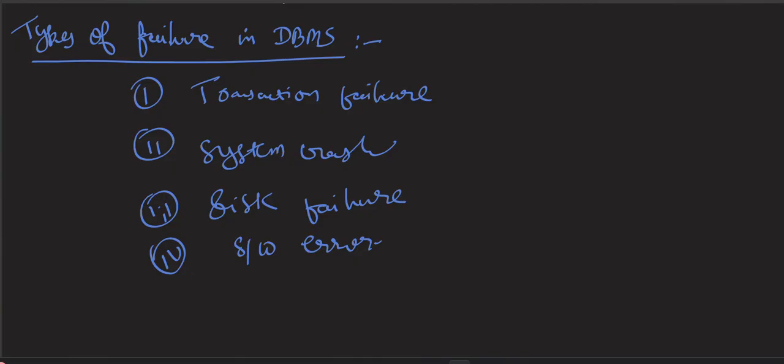The first one is transaction failure. It occurs due to things like division by zero or logical errors, and after a transaction failure, the transaction must be rolled back. The second one is system crash, for example a power failure or OS crash, where all active transactions are lost. The next one is disk failure, which means physical damage or corrupted data on storage. And the last one is software error, where a bug in the DBMS or application code can cause a failure.